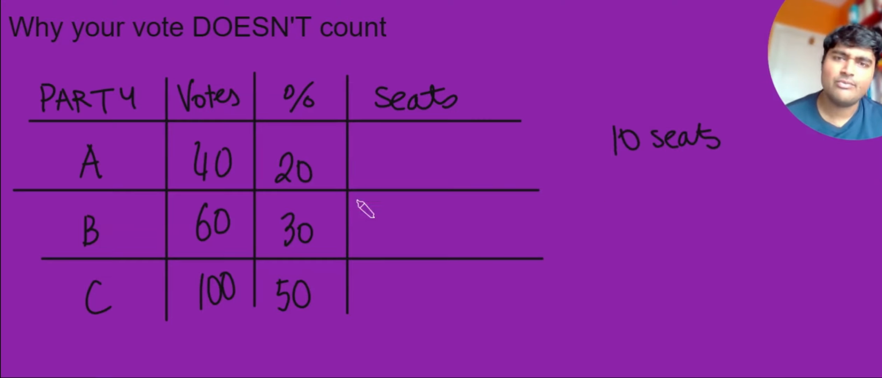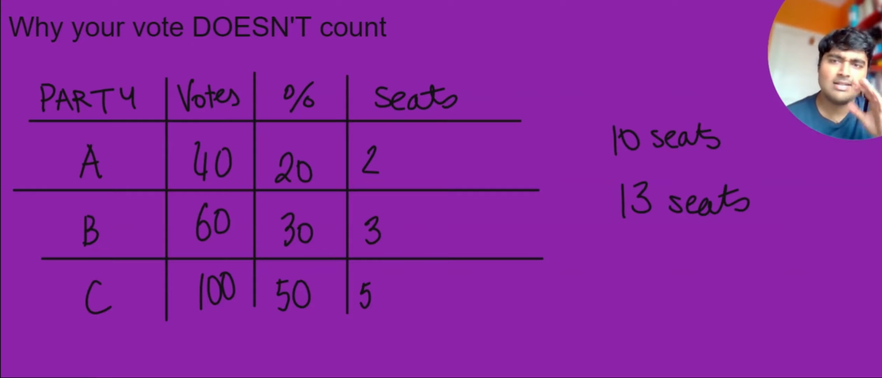Well, this is nice and straightforward. 20% for Party A, so they should get 2 seats. Party B has 30%, so they should get 3 seats, and Party C 5 seats. What if the Parliament had an upgrade, and instead of 10 seats, they could give away 13 seats? They managed to buy 3 more chairs in Parliament. What could they do here?